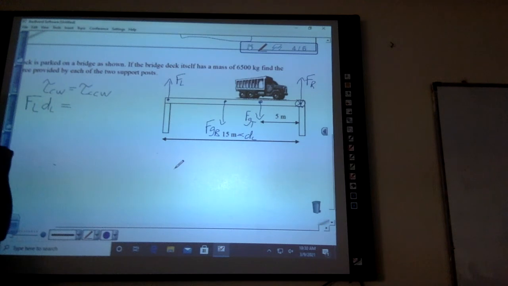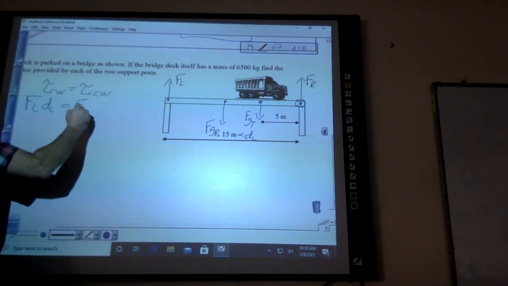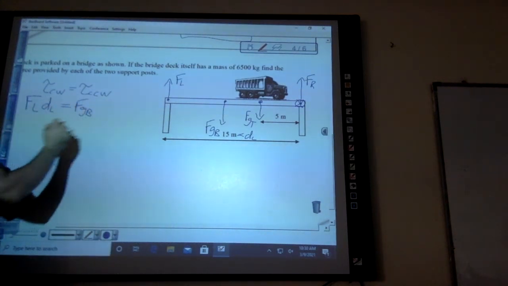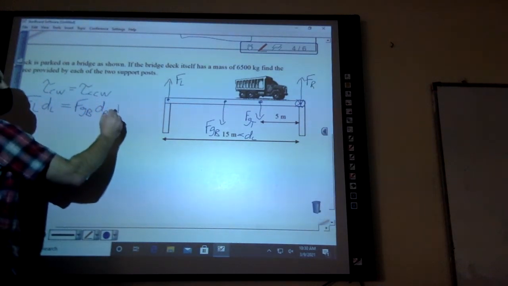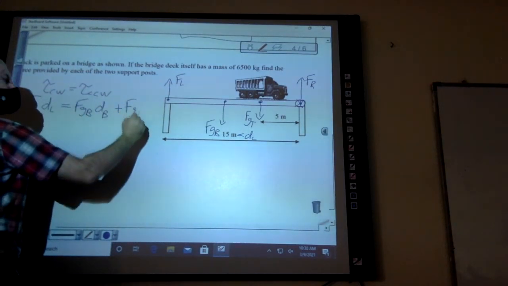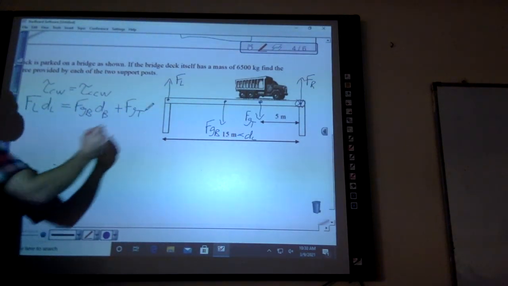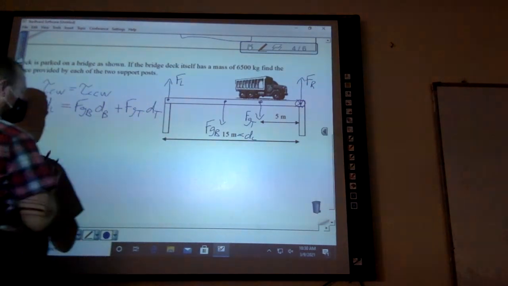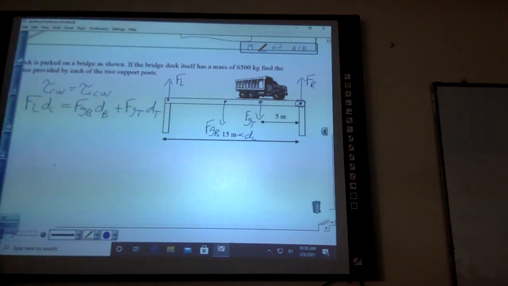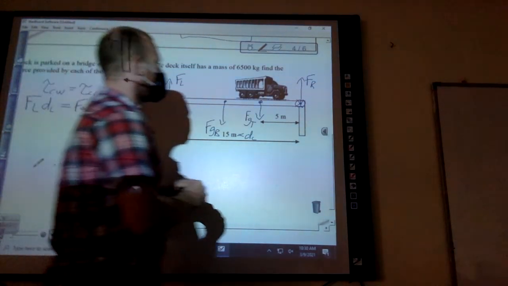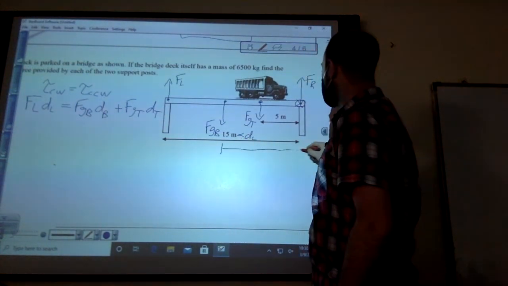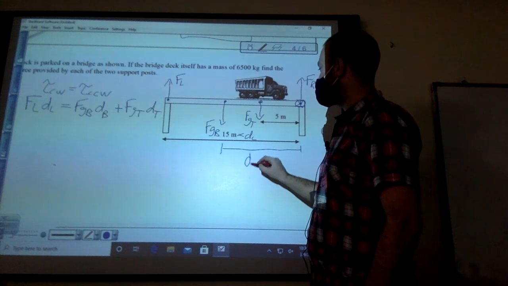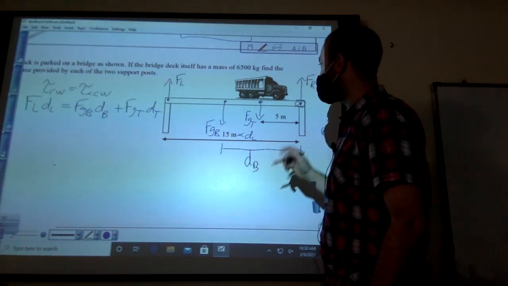Then I'm going to do counterclockwise. So we've got force of gravity based on the bridge times distance to that force of gravity plus FGT, so force of gravity to the truck times the distance to the truck. Again, I just use the same subscripts so that you know that those are paired. If I'm looking at those distances, so to FGB, to my pivot point, this is going to be DB, distance to the center of the bridge.